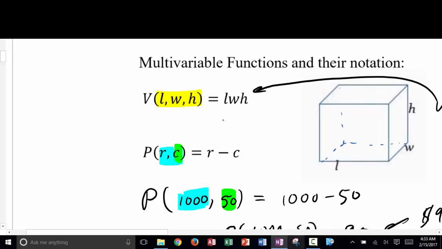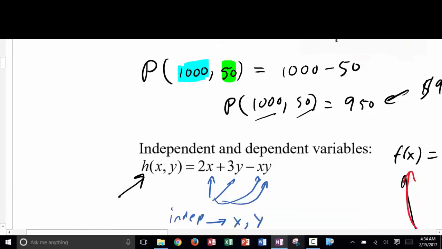What are the independent variables of our volume equation, the way it's written? Well, our independent variables are L, W, and H. You tell me a length, you tell me a width, you tell me a height. Boom, there we go. Those are my independents. And I can calculate for you the output, the dependent variable, volume. But again, it's not so difficult, right? When you just kind of start putting in context.